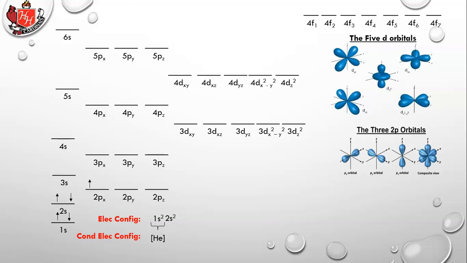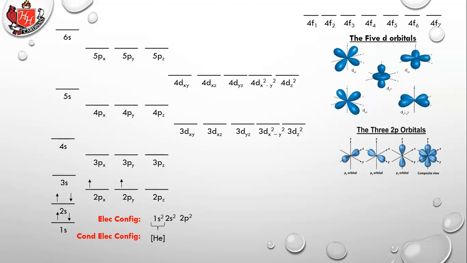Now we go to the next one. It's going to be 2py. So now it's going to be 2p2. So the entire electron configuration, that by the way would be carbon, would be 1s2, 2s2, 2p2. That's the way you would read that. It's starting to get longer and longer.